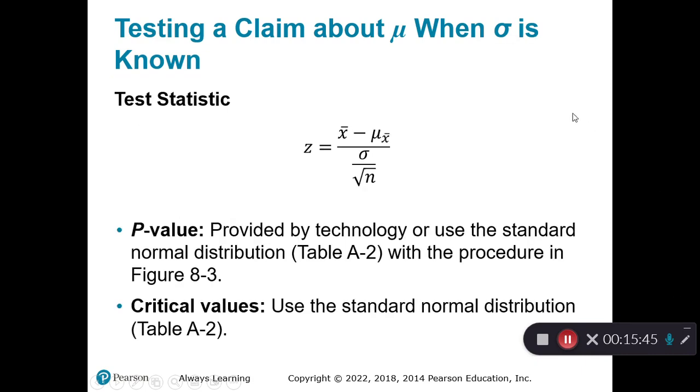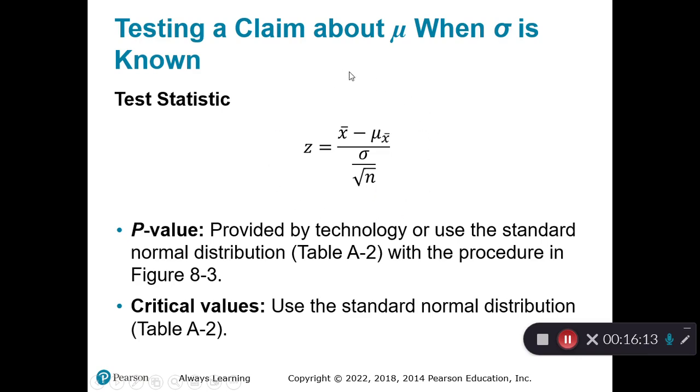In the event that sigma is magically known and we're testing a claim about the mean, then we use a z-score, which is kind of back to our comfort zone. Our z statistic is calculated as follows. It's the sample mean x bar minus the claimed value of mu, the population mean, divided by the standard error, which is the population standard deviation sigma divided by the square root of the sample size.